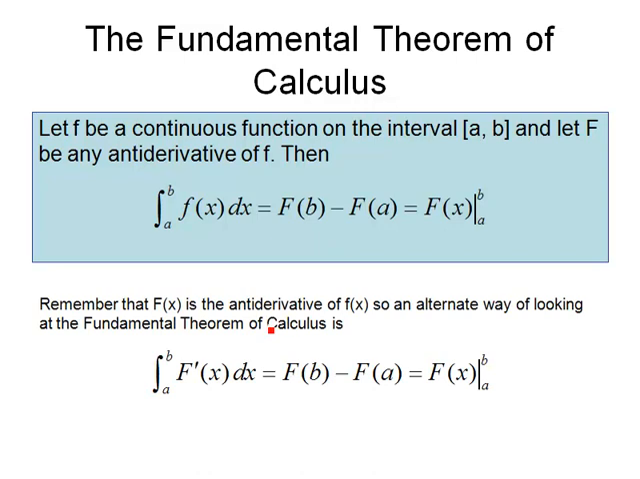Remember that capital F of x is the antiderivative of f of x, so an alternate way of looking at the fundamental theorem of calculus is to think of it as the definite integral from a to b of capital F prime of x dx. So we're taking the definite integral of a rate, and what that does is it undoes the rate and gives us the total change in the function, capital F of b minus capital F of a. When you look at it this way, you can really see that we start with a rate, we do the area or do the antiderivative, and what we end up getting is the total change in that function.